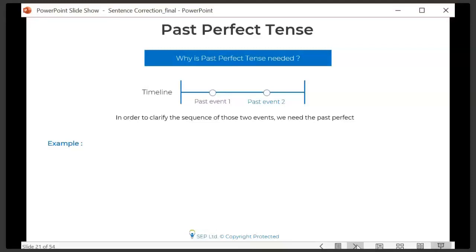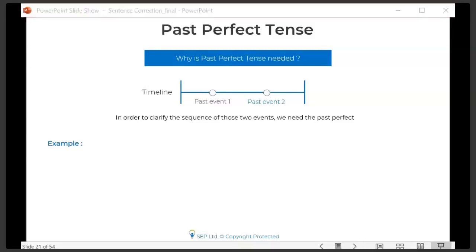So let me once again repeat this. Past perfect tense is required when there are two events in the past, but they did not take place at the same time. One took place before the other. Okay, so past perfect is needed to tell us which took place first and which took place next. And the other takeaway is, if the context of the sentence already tells you which one took place first and which one took place next, then using the past perfect is actually incorrect. Okay, hold on to that thought.